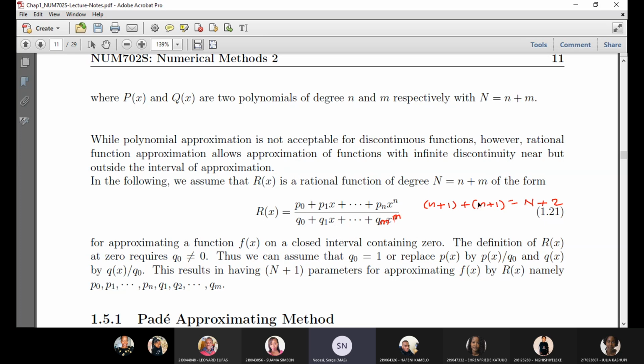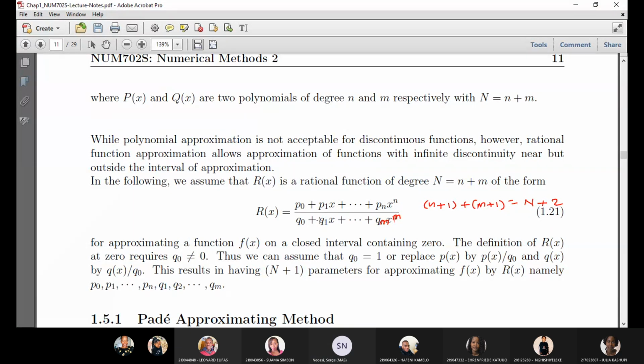So we can reduce this number by 1. How can we do that? By assuming that this is non-zero. Why can we assume that this is non-zero? We can always make that assumption. Because if this is 0, at 0 it can give you 0. So if q is 0, when x takes the value 0, this will not be defined at 0. That's why it's a problem.